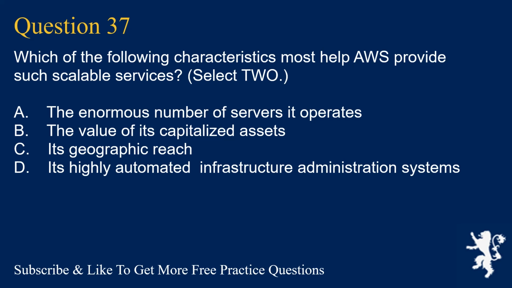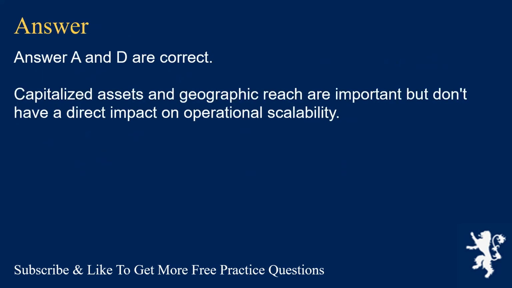Select 2. A. The enormous number of servers it operates. B. The value of its capitalized assets. C. Its geographic reach. D. Its highly automated infrastructure administration systems. Answer A and D are correct. Capitalized assets and geographic reach are important but don't have a direct impact on operational scalability.